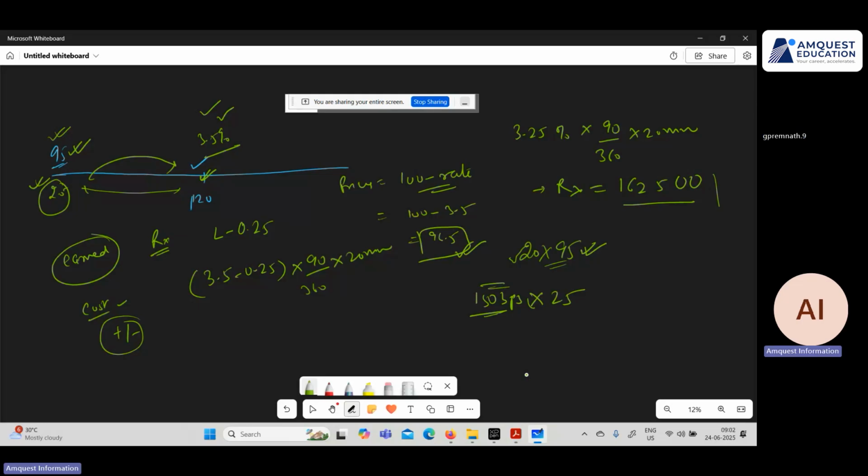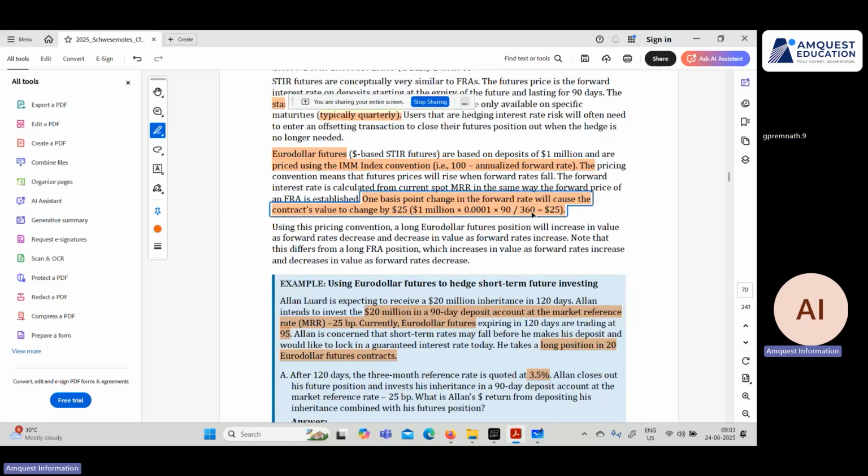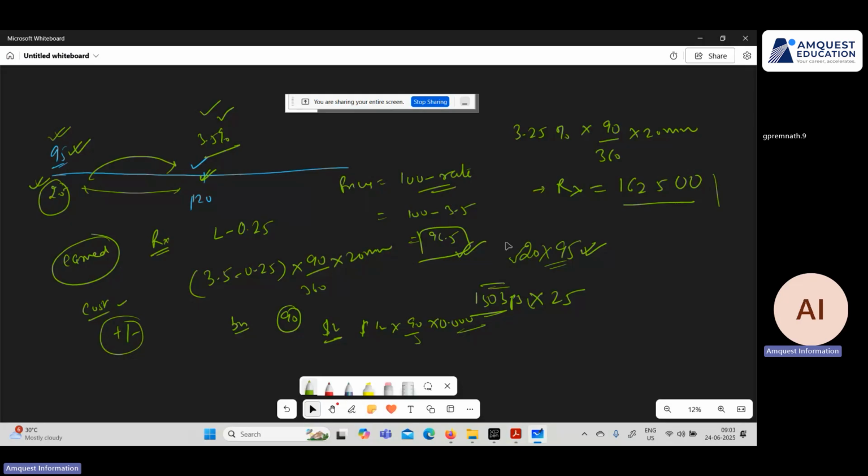So remember this. For a 1 bip change on 90 days, on 1 million, it is 1 million multiplied by 90 by 360 multiplied by 0.0001. Look at this calculation. So it's a 1 bip change in the forward rate. It says 150 bips, so total it is going to be 150 multiplied by 25. This is on 1 contract. How many contracts did he buy? 20 contracts.